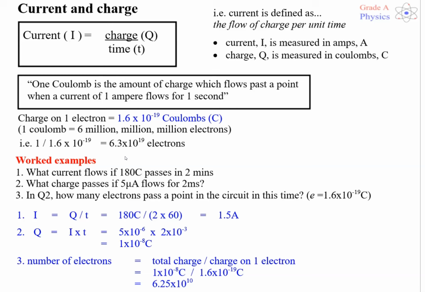This is a little bit more GCSE level. If I'm told that I have 180 coulombs passing a point in 2 minutes, I can calculate the current, which is the rate of flow of charge.